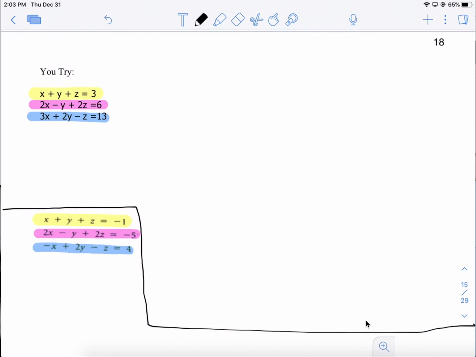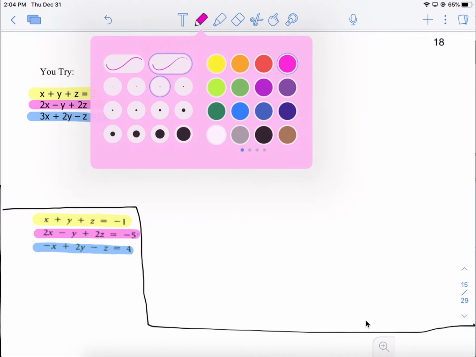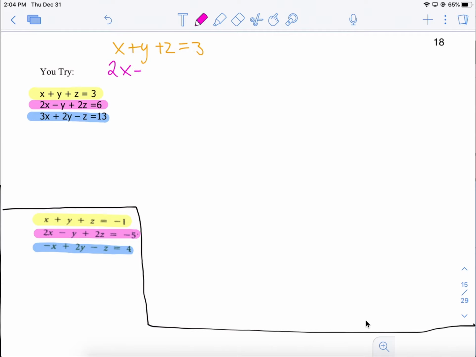All right, I look at these right away and I'm noticing that the yellow and the pink can eliminate the y variable. So that's what I'm going to start with. My yellow equation, so x plus y plus z equals 3. And my pink equation, so 2x minus y plus 2z equals 6. When those 2 colors come together, they're going to make orange. So I'm going to eliminate the y's. I end up with 3x plus 3z equals a 9.